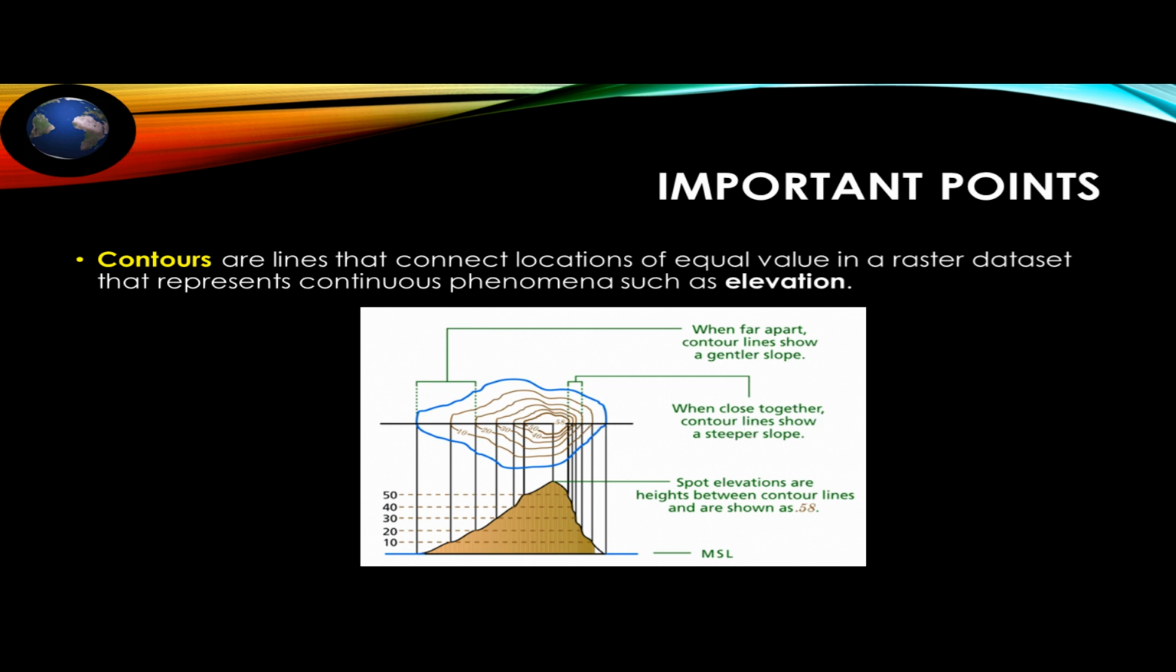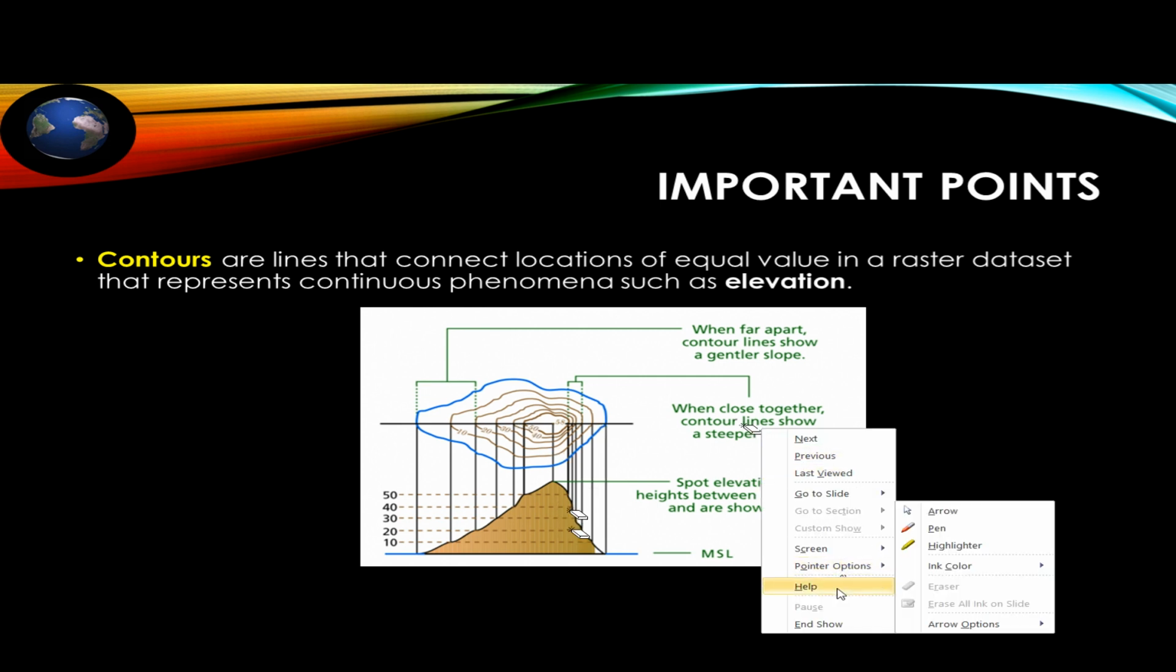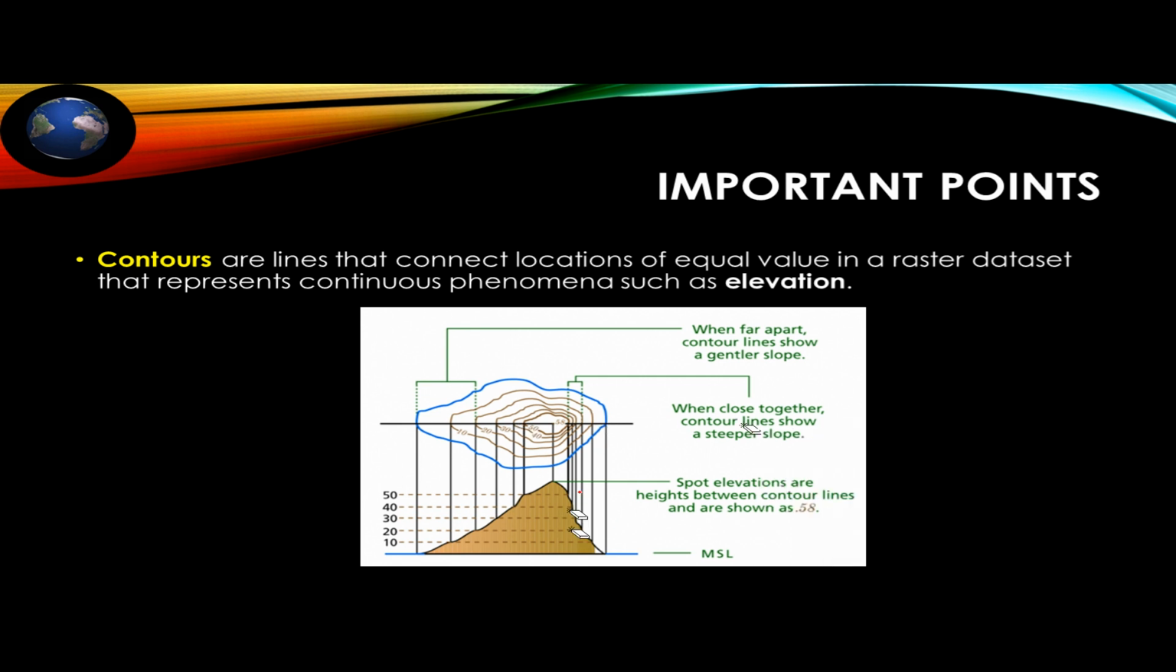When they are close together, contour lines show a steeper slope. See here, this portion is very steep, with very near contours. And if you see here, these are farther apart. This is okay, the slope is normal, not that steep. When contour lines are far apart, they show a gentle slope. As I told you, when they are near, they show the steeper slope. And the space between two contours is called the contour interval. So contour lines are lines that connect locations of equal value of raster data, of equal elevation. Okay.